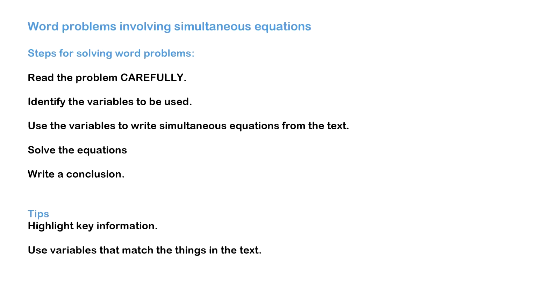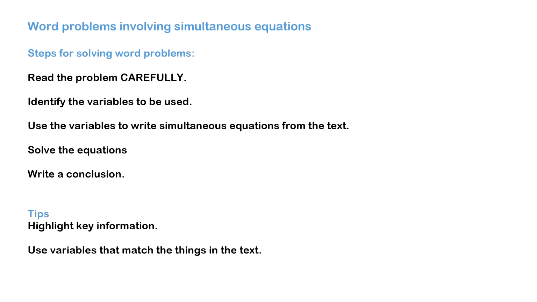Next, you want to identify the variables to be used. That means what are they talking about, and you want to create some letters or pronumerals that match those. Now, use the variables to write simultaneous equations from the text. So that means you'll have two equations that you need to solve. Once you've found those, you solve the equations and then you end it by writing a conclusion that is related to the problem.